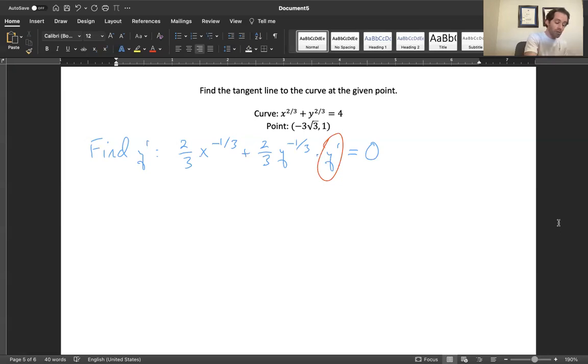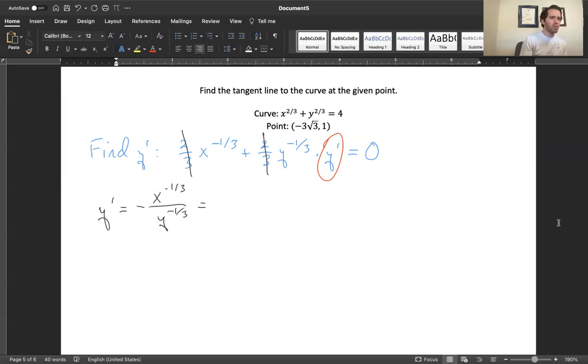Haven't used black in a while, so I'll use that. 2/3, and 2/3 can go away because it's 0 on the other side, and that means we can divide by 2/3 and it's kaput. So now y prime, if I do a couple things at once, it's going to be equal to negative x to the negative 1/3 over y to the negative 1/3.